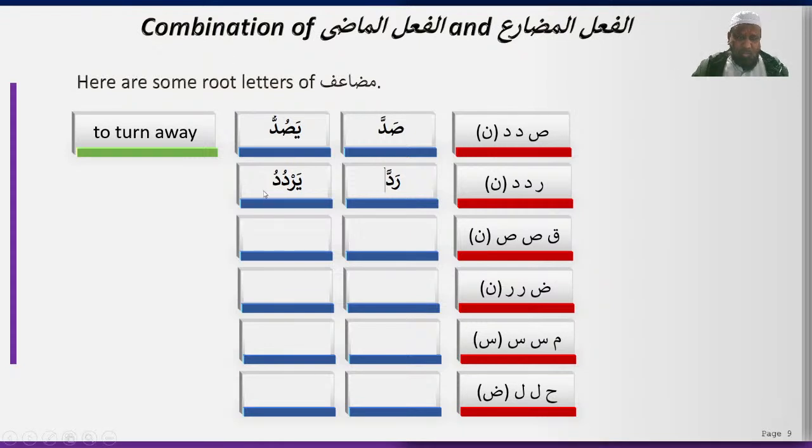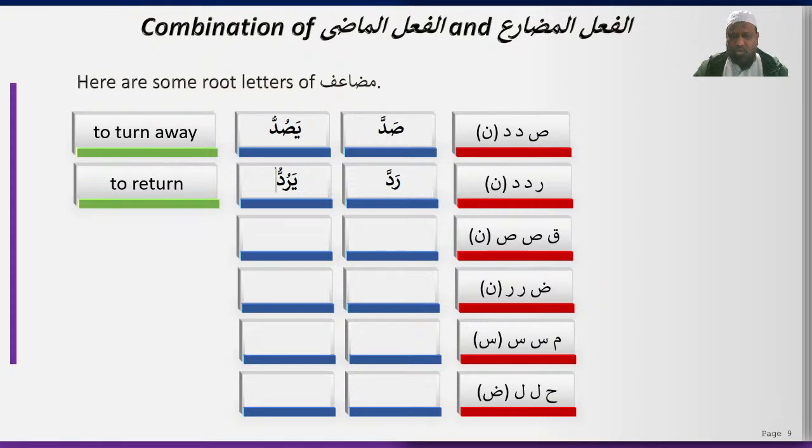مضارع: لام الكلمة متحرك، عين الكلمة متحرك، ما قبل عين الكلمة ساكن. عين الكلمة will transfer حركة to ما قبل and then both of the letters will be merged. يرد. So رد يرد means to return something back, not to return as an action. That will be رجع يرجع, to come back, to return. But رد يرد means to return something back.